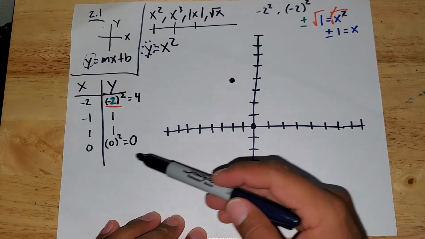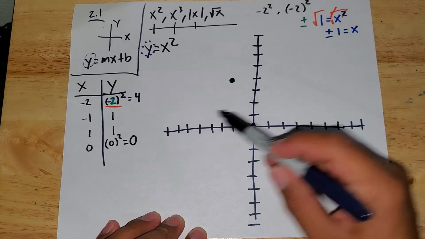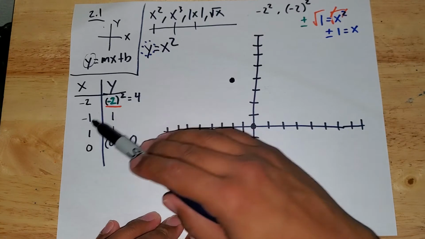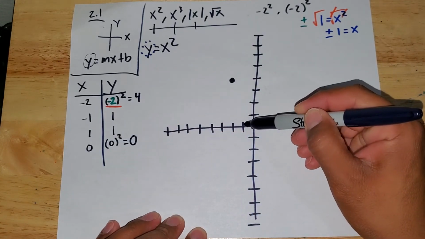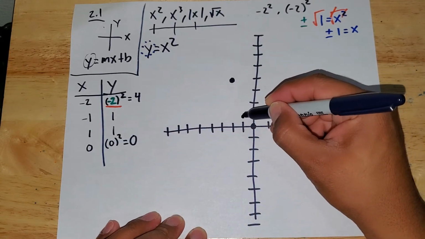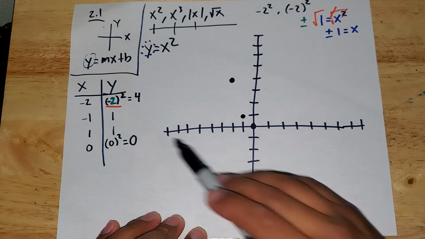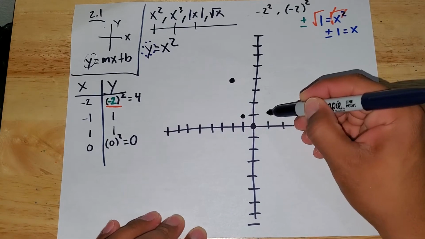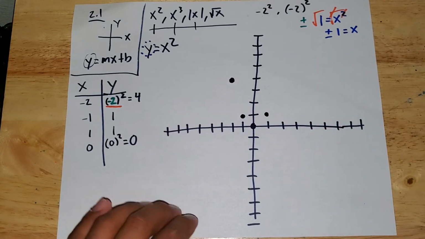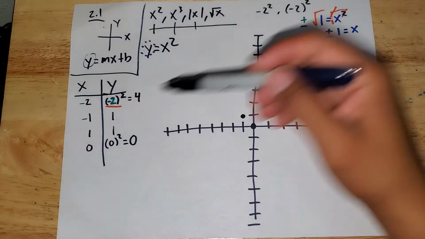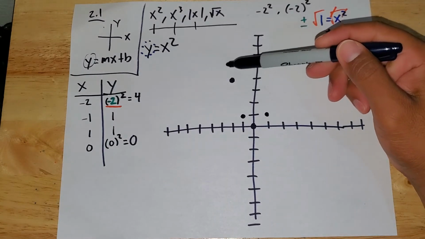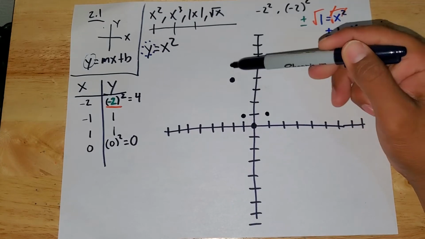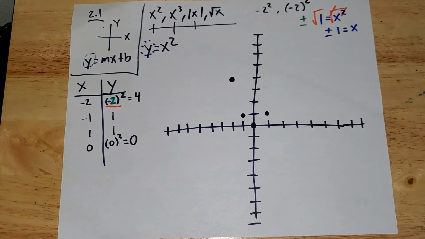So we have 0, 0. We have this one here. We also have a 1 and negative 1. So my x is negative 1, so I'm going to move 1 to the left and then 1 up here. And then I have a positive 1 for x and a positive 1 for y. So I'm going to move 1 to the right and then 1 up. If you had only used 2 points, you might have thought that this equation makes a line. But as you're seeing, it does not make a line.